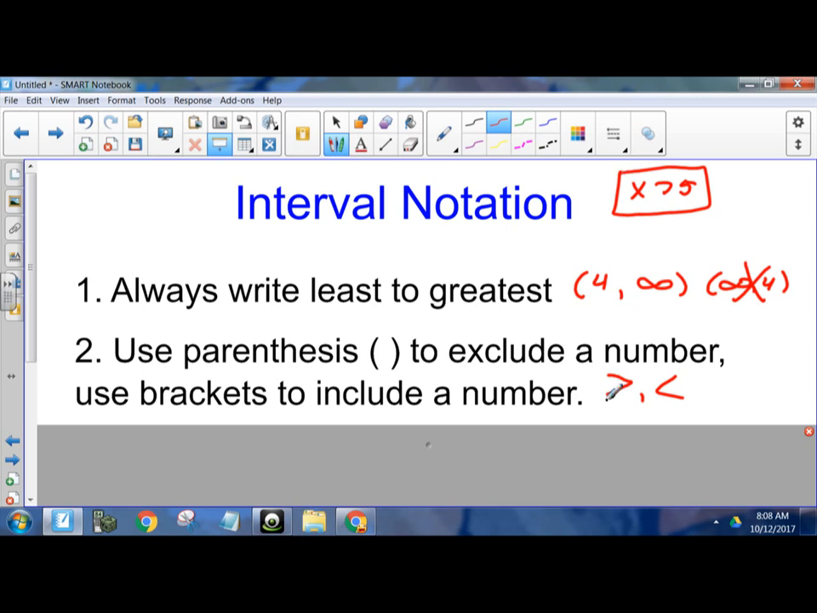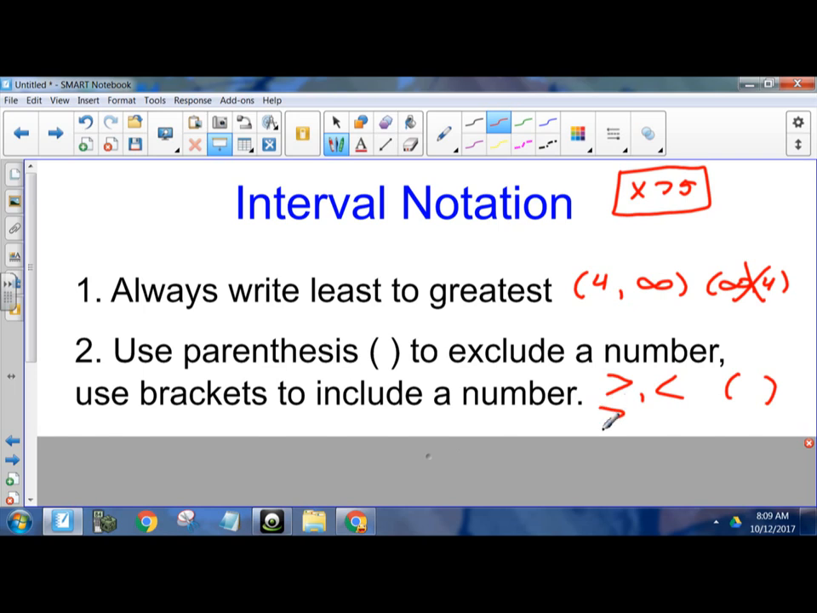So that means whenever you use a greater than or a less than symbol, you will use parentheses on those numbers. However, when you use the greater than or equal to symbol, or the less than or equal to symbol, now you have a closed circle indicating that you include that number. That's when you use brackets. Okay? So for example, if I were to change this to a greater than or equal to symbol, now you would be including the 5 in the set, and therefore it would require brackets.